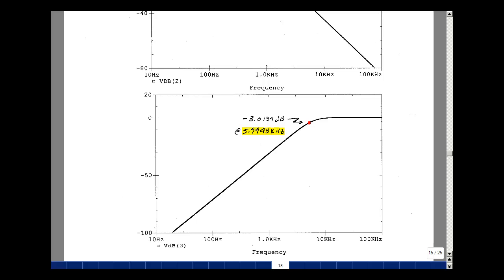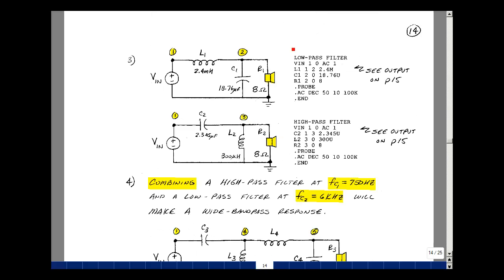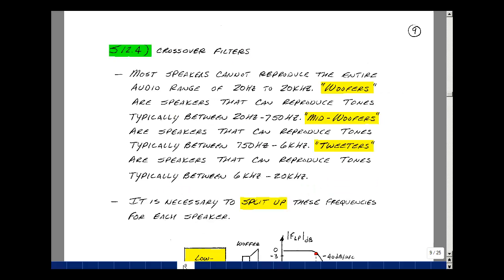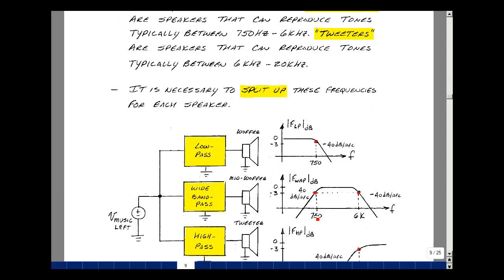Now let's go back and do the bandpass filter. Let's go back to page 9 and take a look at what the bandpass response looks like. For frequencies below 750 hertz, we begin to roll off the curve. So this part of the curve looks like a high-pass filter, and this part looks like a low-pass filter. If we were to combine a low-pass filter with a corner frequency at 6 kilohertz with a high-pass filter at 750 hertz, that could possibly make our bandpass filter. So let's go back and see if that would work.